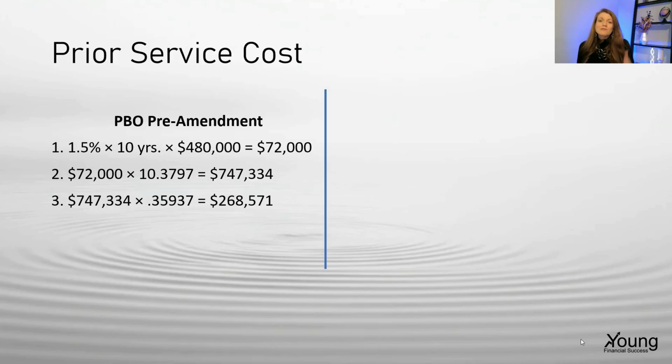And we said, as of right now, we should have $268,571 set aside so that whenever Maria retires, we'll have the money to be able to pay her $72,000 a year for the rest of her estimated life. Okay, that was what it was before they amended it.